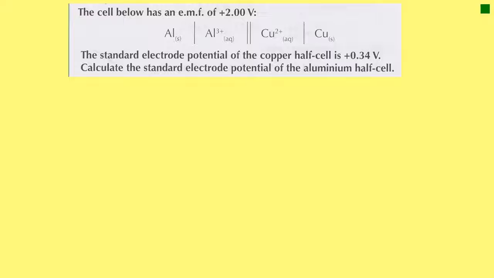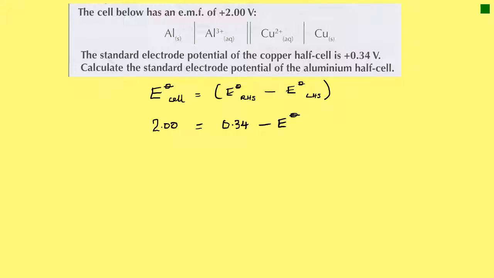Okay, so of course the first thing we're going to do is write down our standard equation. So we've got the electrode potential under standard conditions of the cell. It's going to be equal to the electrode potential of the right hand side minus the electrode potential of the left hand side. Which is which? Well, we can see that copper is going to be on the right hand side and aluminium is going to be on the left hand side. And we're given the electrode potential of the cell as 2 volts. So 2.00 is going to be this variable. The right hand side is going to be 0.34, and that leaves us with what we require, the electrode potential of the left hand side, which is the aluminium.